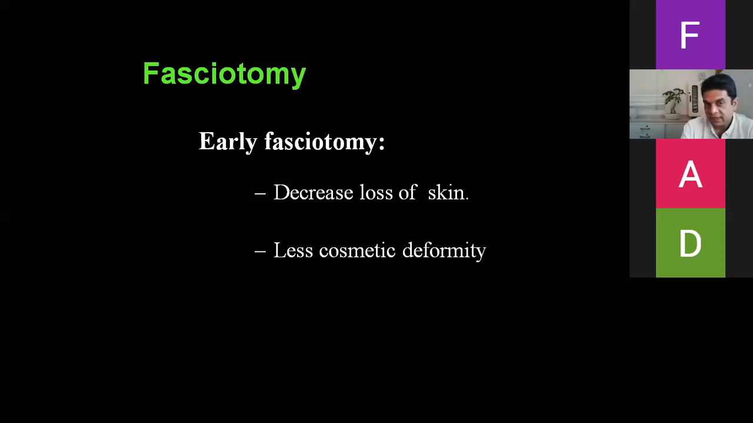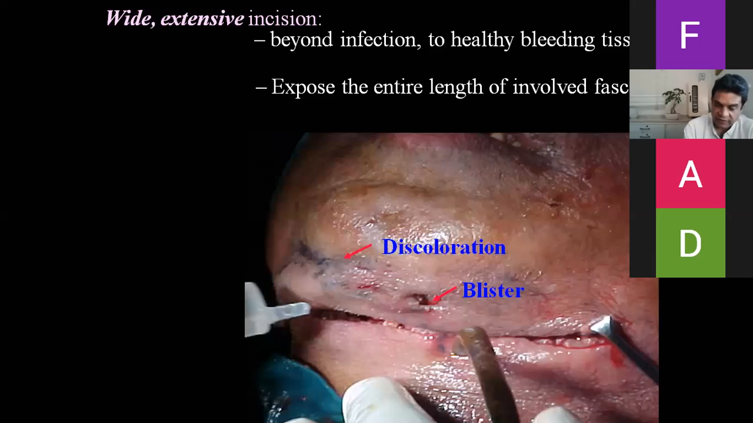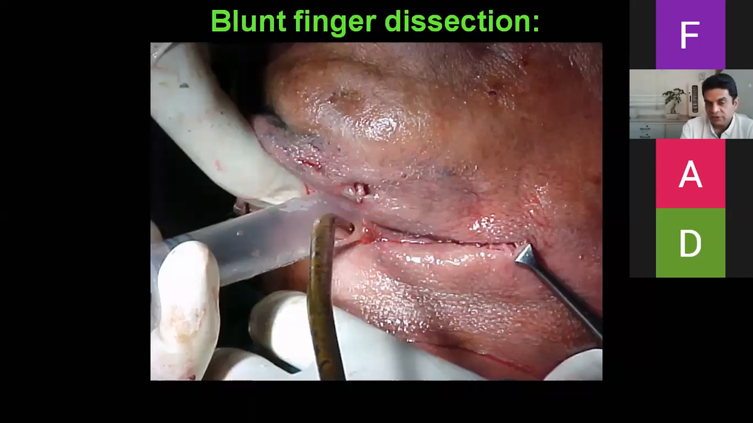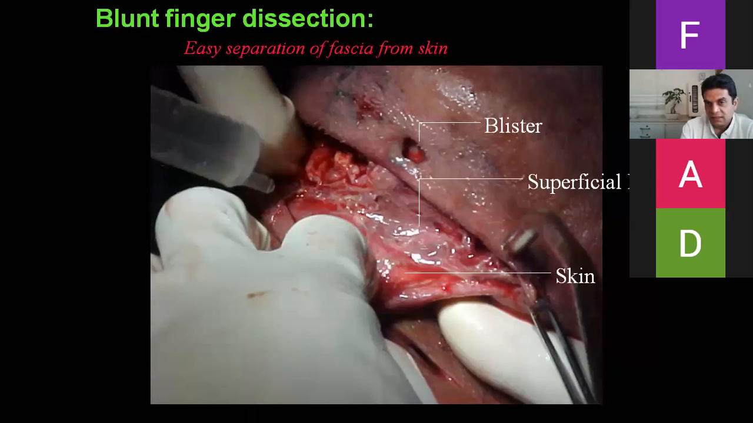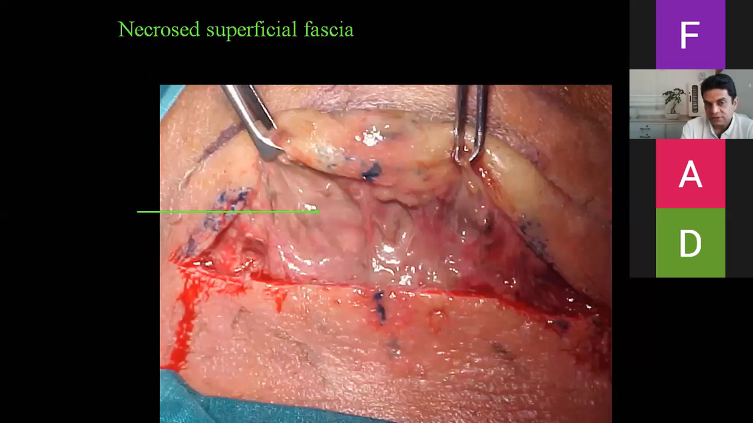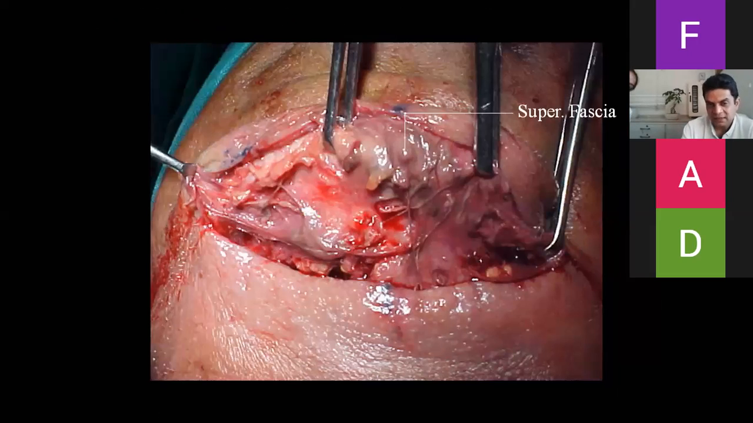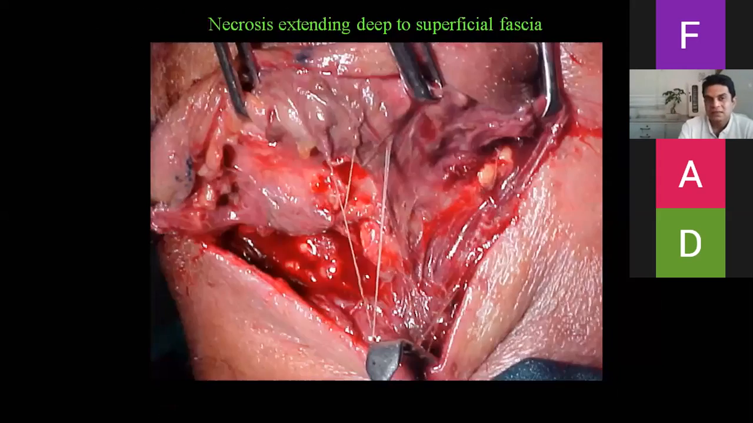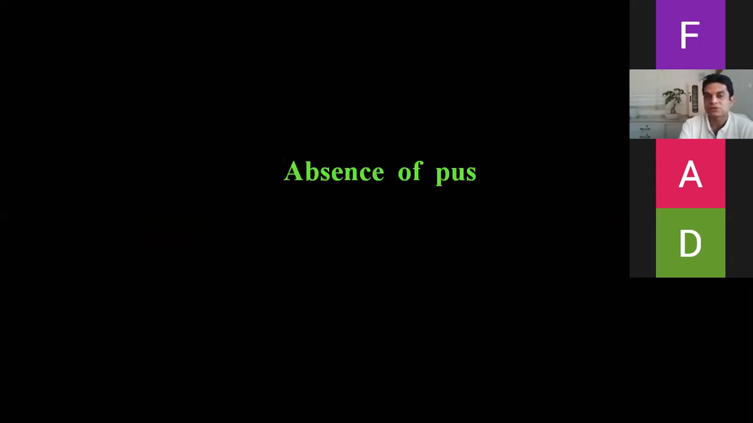So the treatment again is you have to remove the diseased fascia, you have to remove the necrosed bone, and do frequent dressing and irrigation. Now you can see that when you give the incision, the underlying fascia is necrosed. With blunt dissection, you usually easily separate the necrosed fascia from the underlying deep fascia or the muscle. You can see that even in this case, the deep fascia was also necrosed.